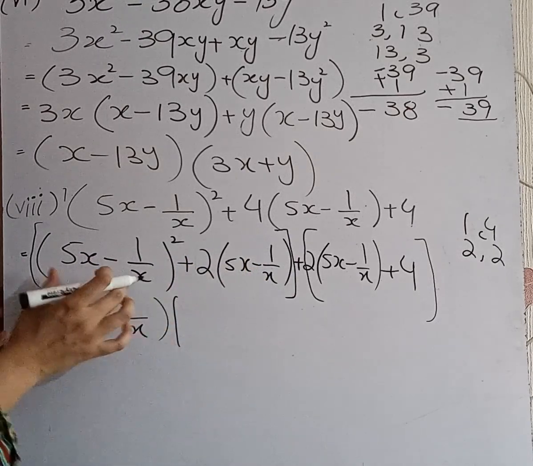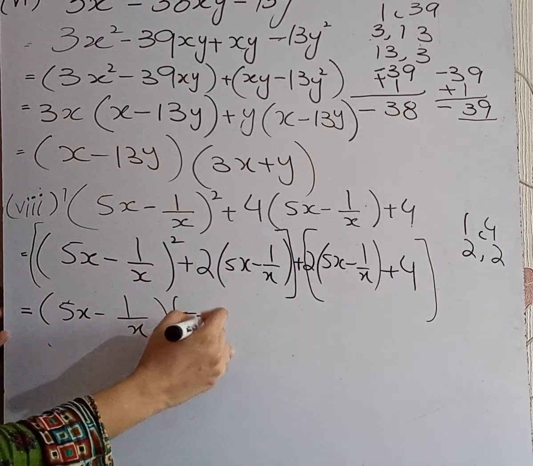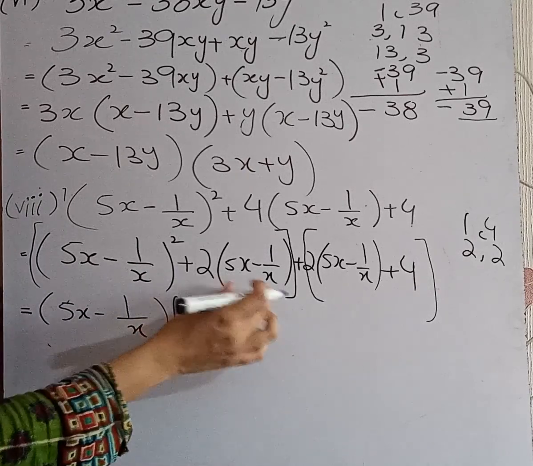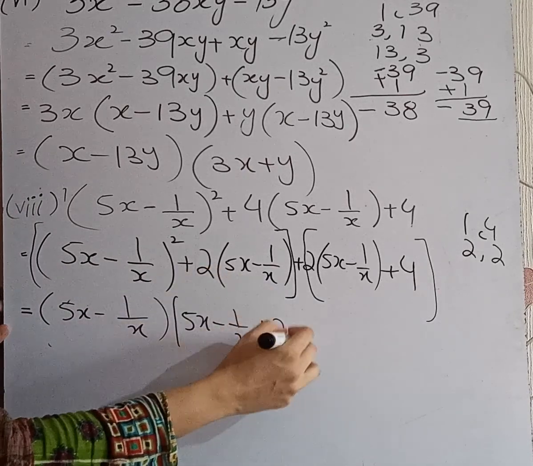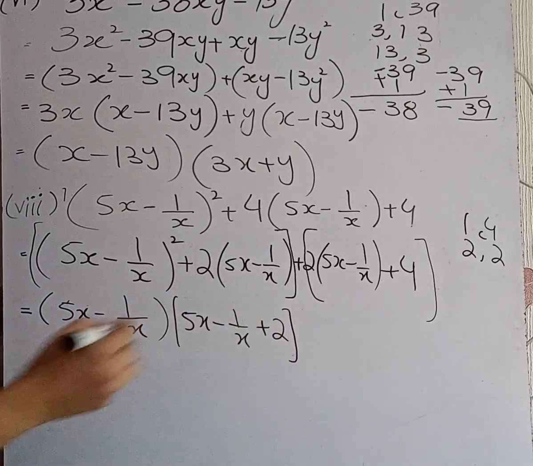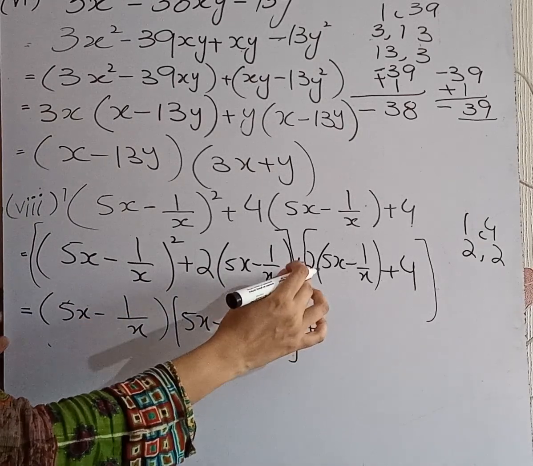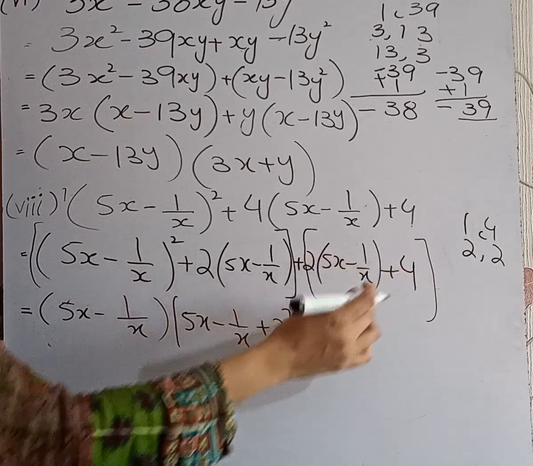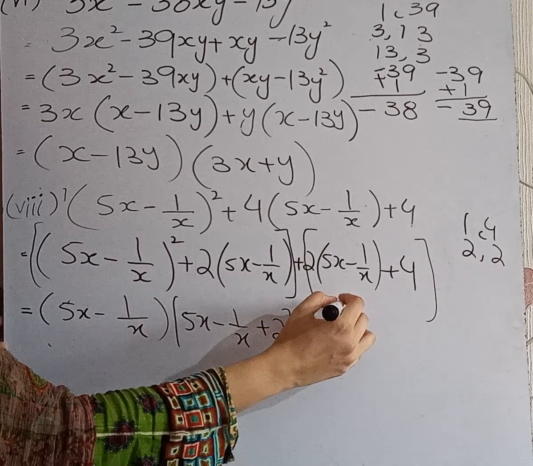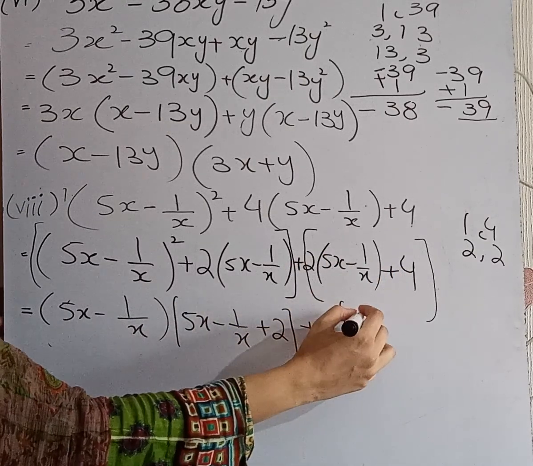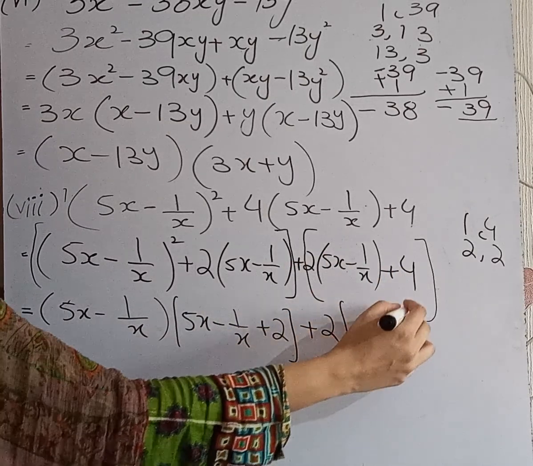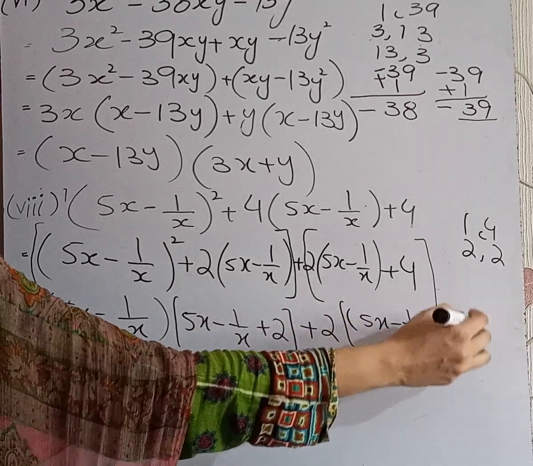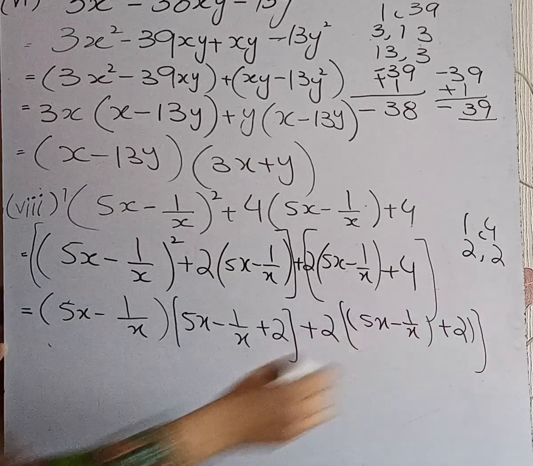So now inside here, what is left? 5x minus 1 over x. And this we have taken the common, so here what is left? Plus 2. So from the next expression here, 2 into 5x minus 1 over 5x plus 4. 2 and 4, they both are divisible by 2. So 2 will be taken as common. Inside what is left? 5x minus 1 over 5x plus 2 times 4.